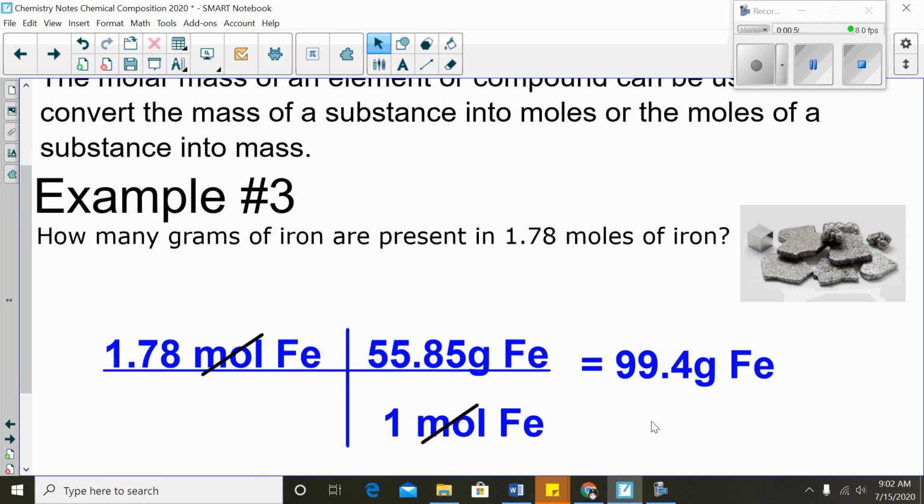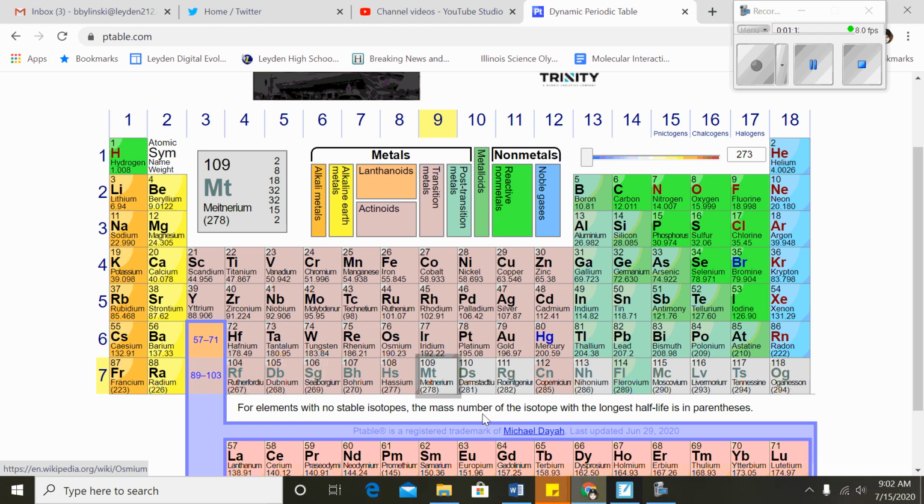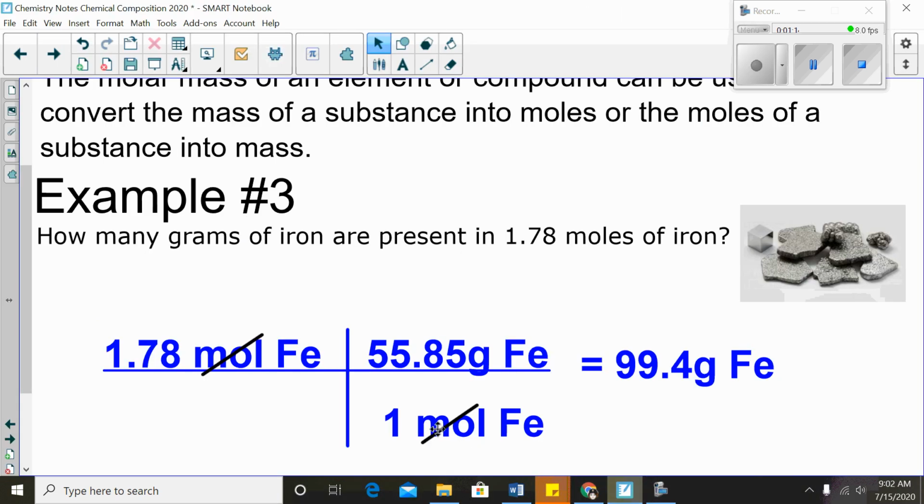So you set up your t-square. You're provided with 1.78 moles of iron. And you know this: in the periodic table, this is our conversion factor. In 1 mole, you have 55.85 grams of iron, which is what I looked up right here. But why is the 1 mole on the bottom and the grams on the top of this t-square? Because you're trying to eliminate moles and solve for grams.